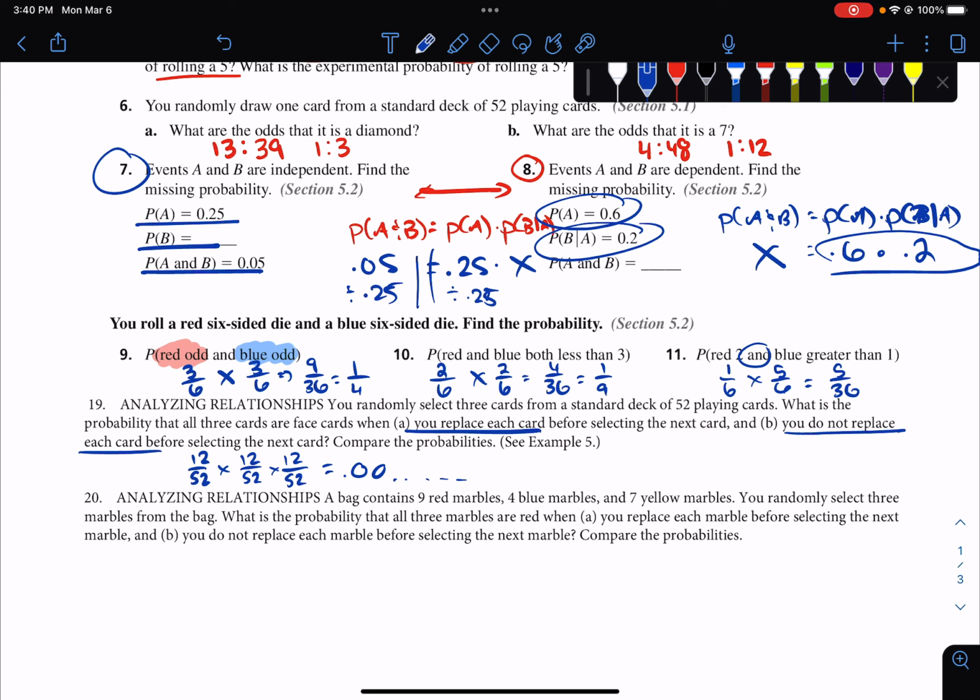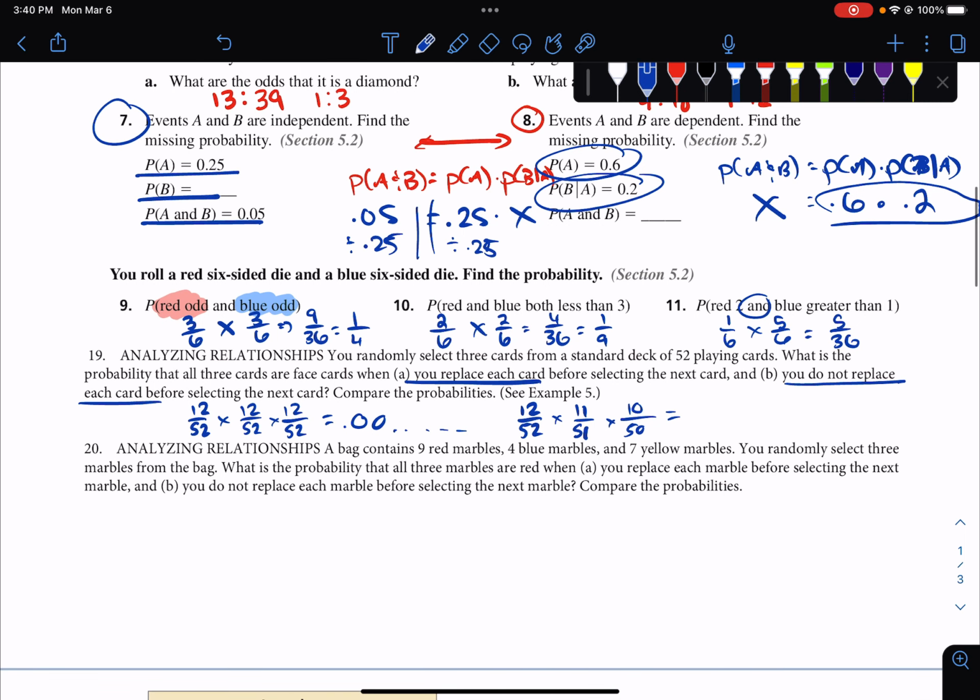If I don't replace the card, my first choice, I've got 12 out of 52 chances of getting a face card. But when I pick my second card, there's not 12 anymore. There's only 11 cards out of 51 because I picked a face card, which made the faces go down and the total cards go down. Then I'm going to pick a third card. Well, there's only 10 face cards left out of 50 total cards. So you multiply those three together to figure out the probability if you don't replace a card.